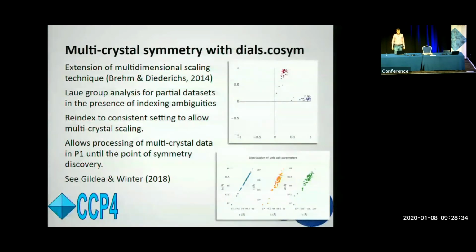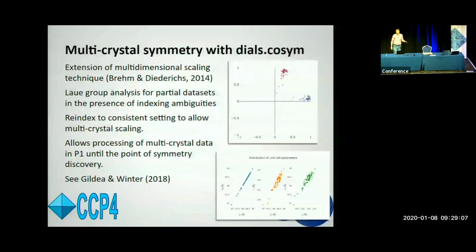Another symmetry-related program within dials is dials.cosym. This is an extension of the multi-dimensional scaling technique published by Brehm and Diederichs. In that case, it was focused on the resolution of the indexing ambiguity for serial crystallography. So dials.cosym can do that, but it's extended also the algorithm to do the dials symmetry style Laue group analysis for partial data sets.